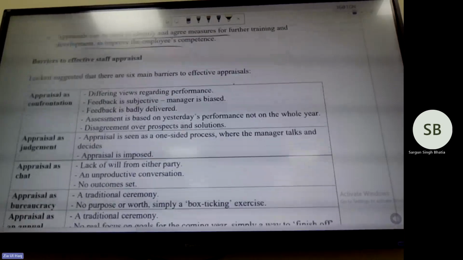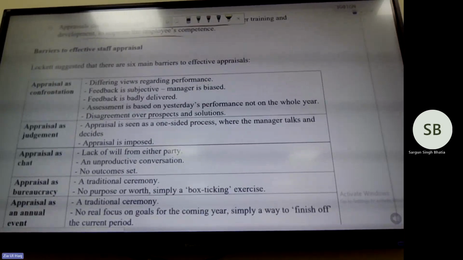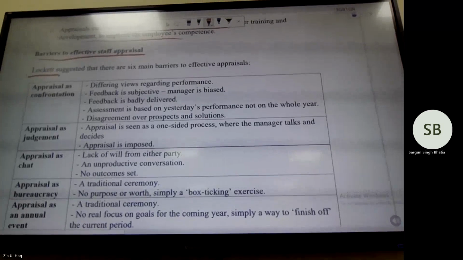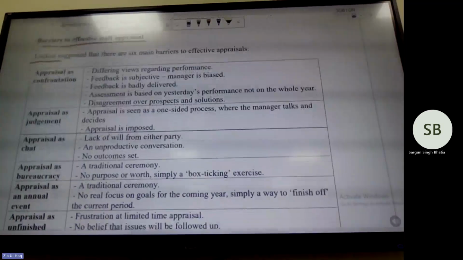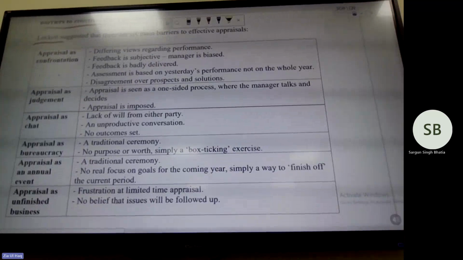There are some problems and barriers in appraisal that the organization needs to avoid. Who has defined these barriers and problems in the appraisal process? There is a writer called Lockett. What are the barriers? Appraisal as a confrontation.